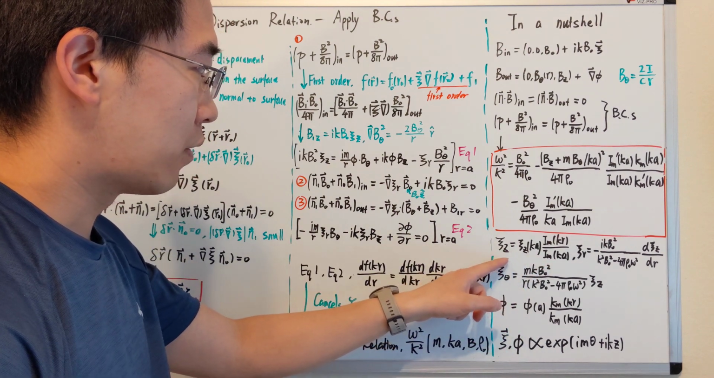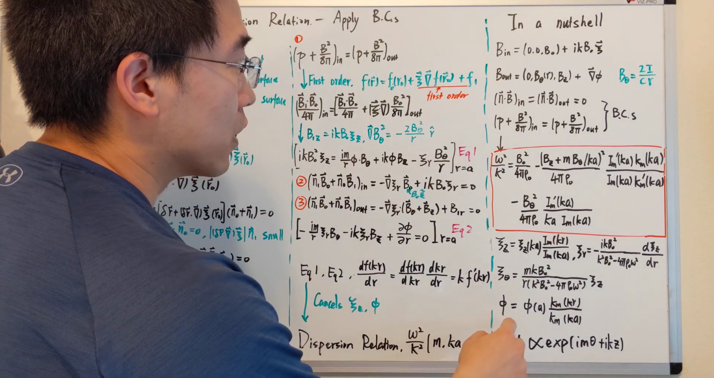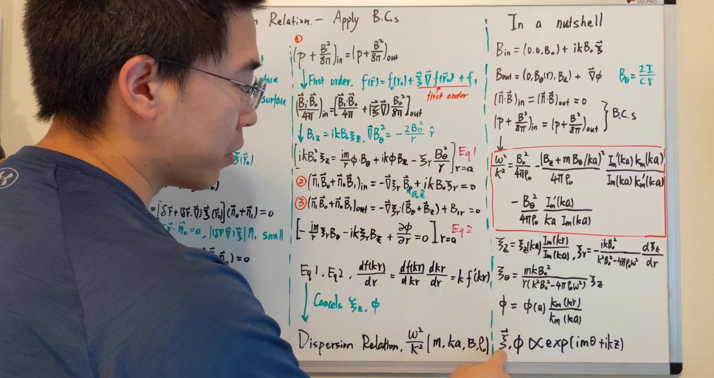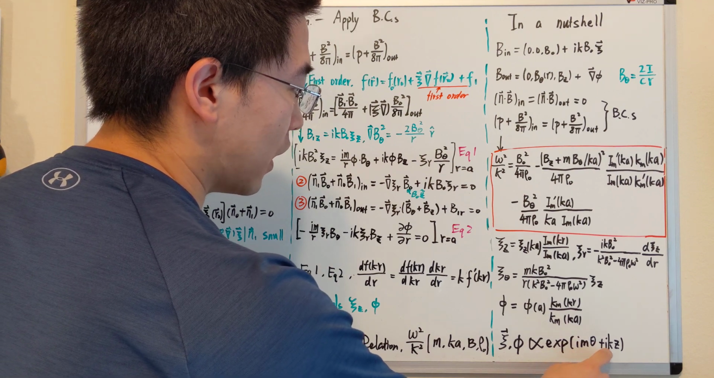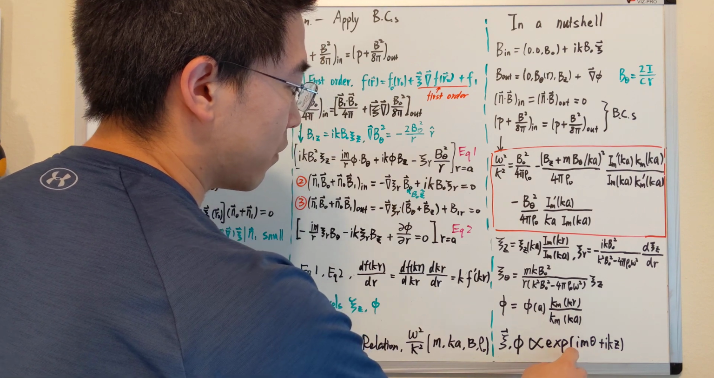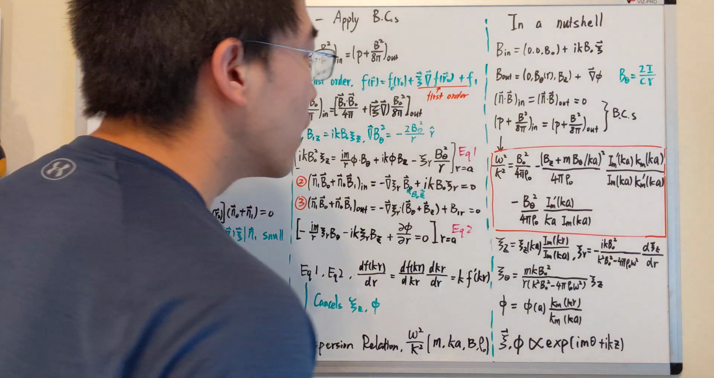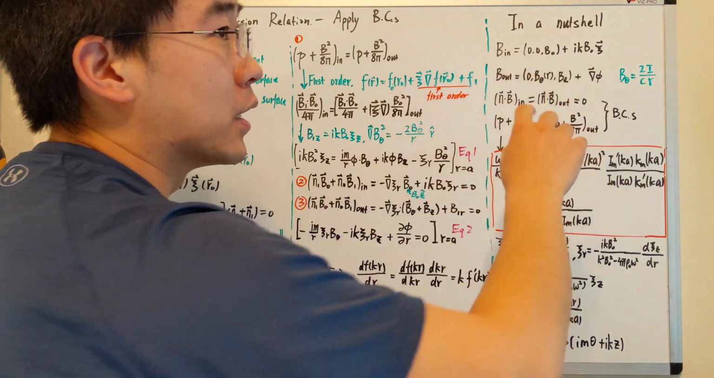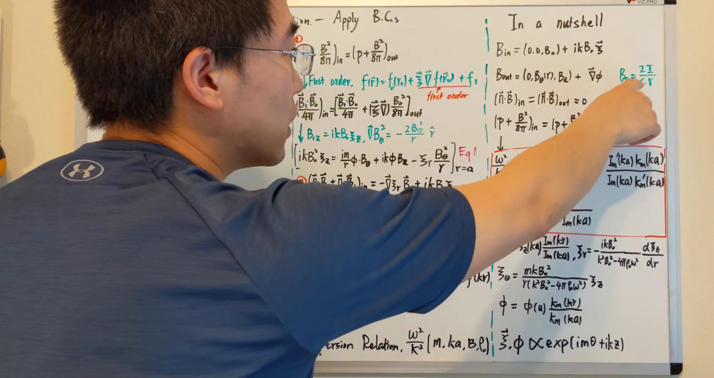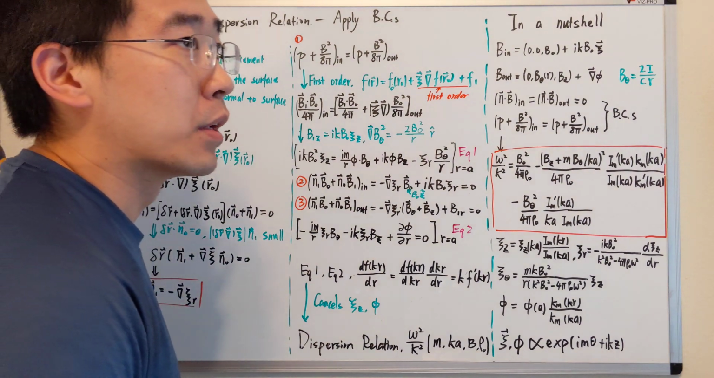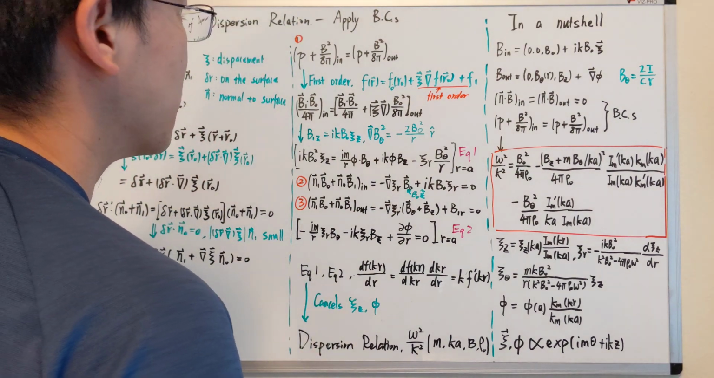Just a reminder, c can be expressed in this way, and phi can be expressed in this way. Both c and phi are proportional to an exponential, a function of z and theta, in terms of exponential i m theta plus i k z. And keep in mind that inside the cylindrical plasma we have a current, and from basic electrodynamics we have B theta equals 2I over cR. I hope I didn't mess up the units.